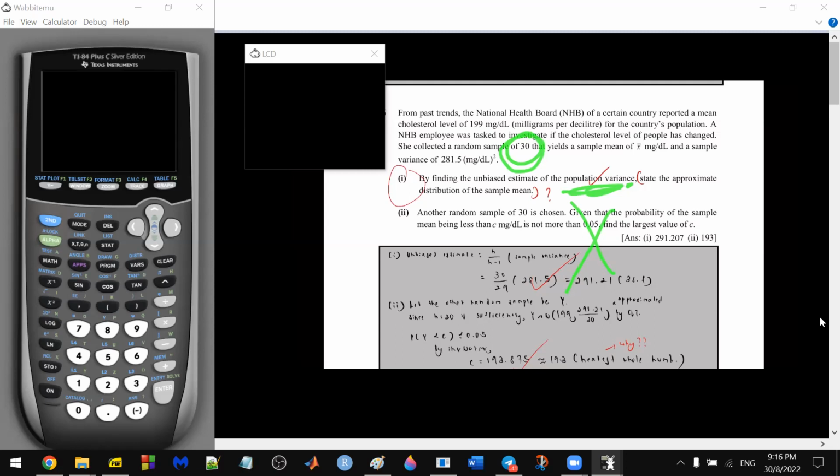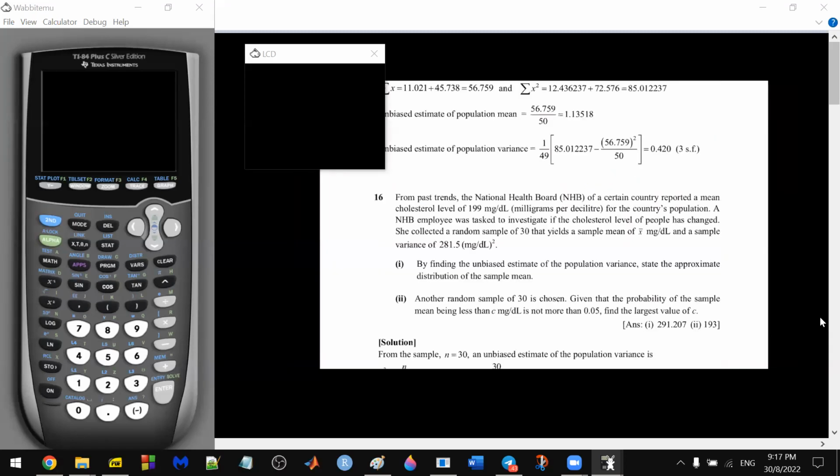The central limit theorem. We conclude that x bar must follow a normal distribution. So when you see sample mean, it means x bar follows a normal distribution. That's all. Is there anything else to it?